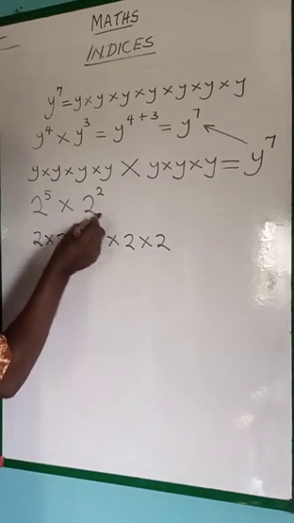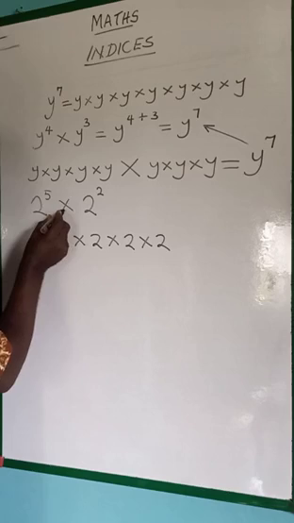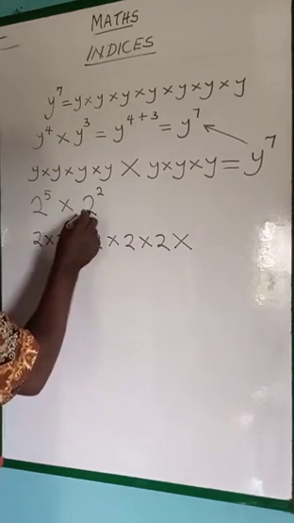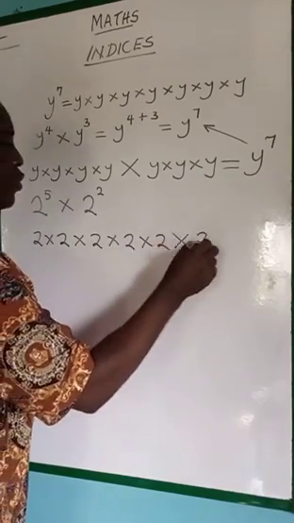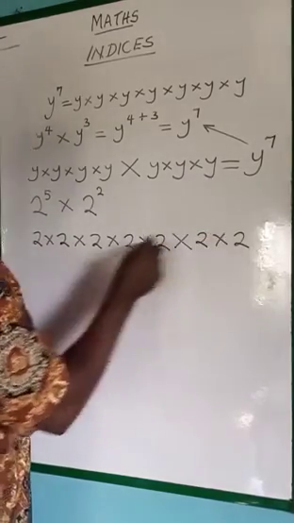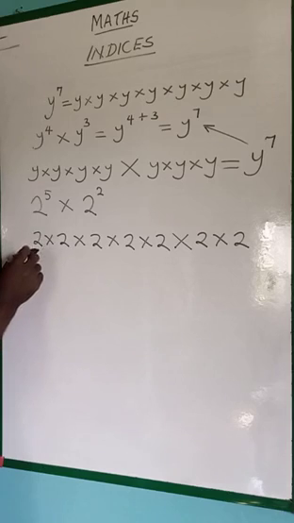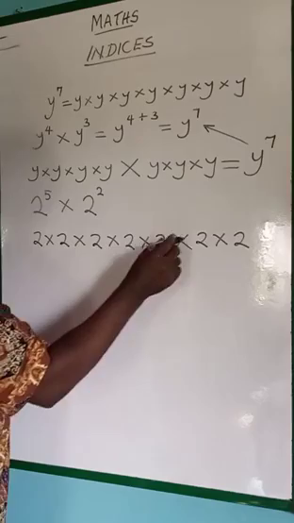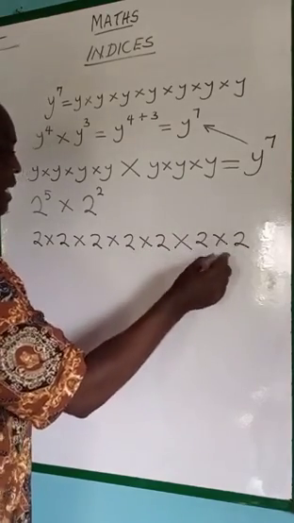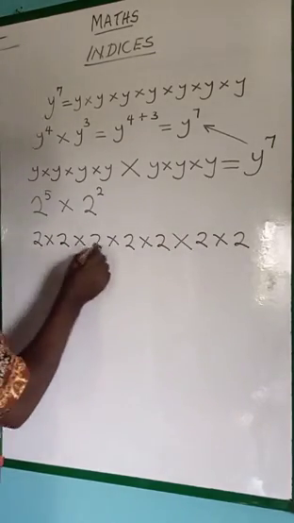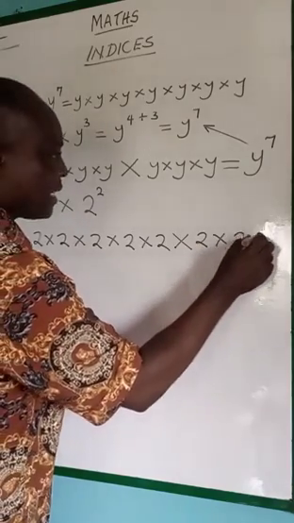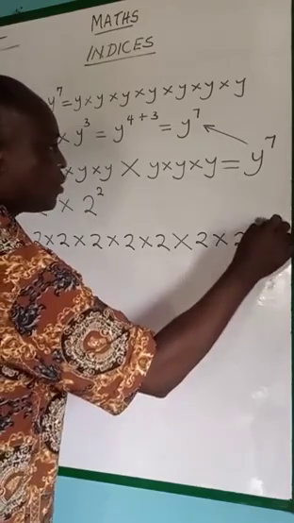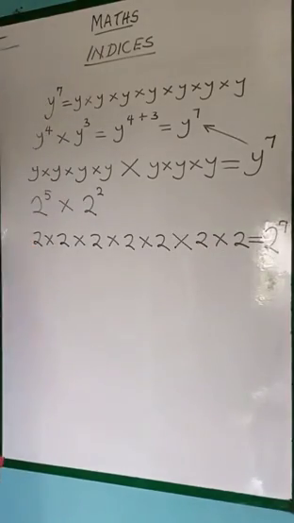Then the other one is what? 2 raised to power 2. I'm going to introduce this bigger multiplication sign. Times 2 into 2 places, 2 times 2. So it means that if I write 2 times 2 times 2 times 2 times 2 times 2 times 2, if I count them together, I have 7 2's. So I can say that this is equal to 2 raised to power 7.